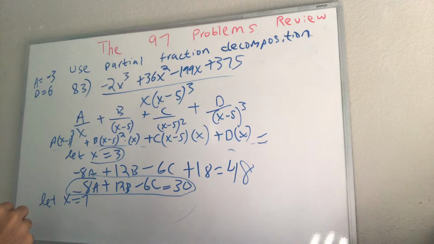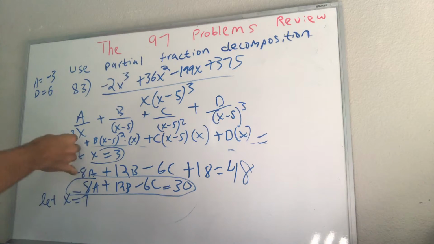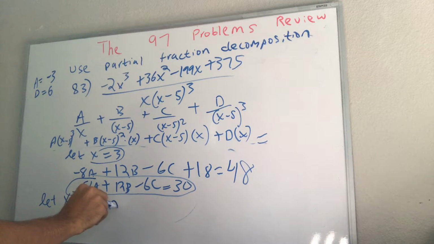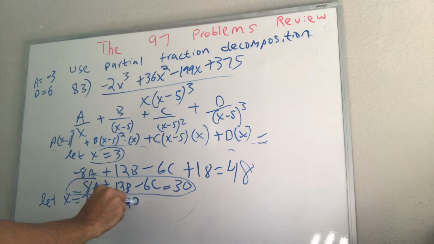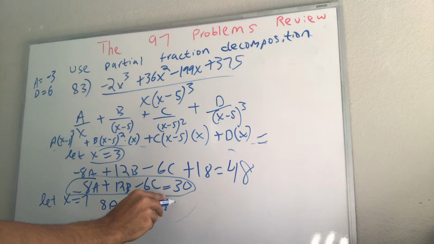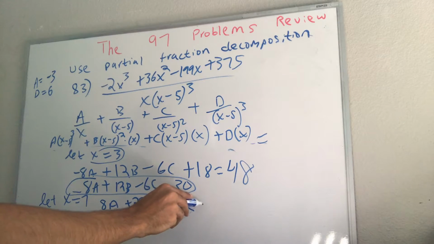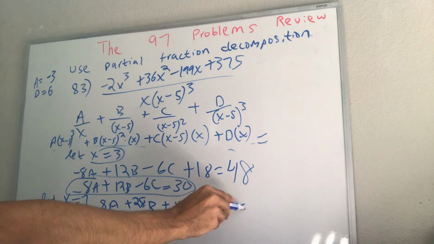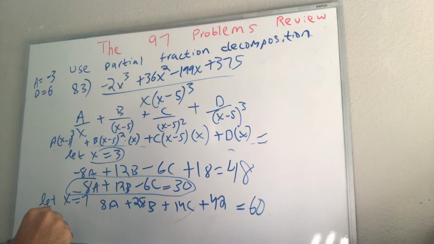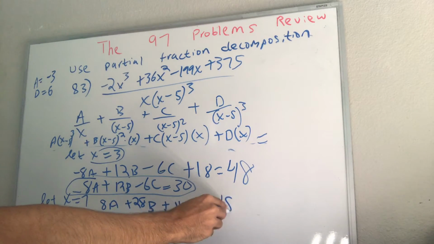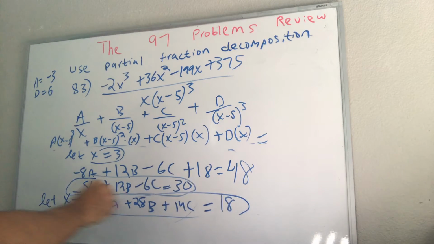So if we say that let x is equal to 7, we can plug this into the expression. We get 8a, right, plus 28b plus 14c plus 42, right, because 7 times 6 is 42, is equal to 60. So we have this now, and then obviously we can subtract 42 from both sides, so we get that this is really just equal to 18, right? So we have this expression over here, and we have this expression over here.